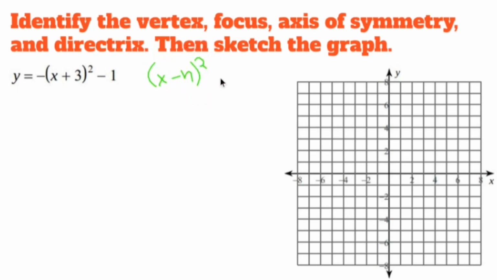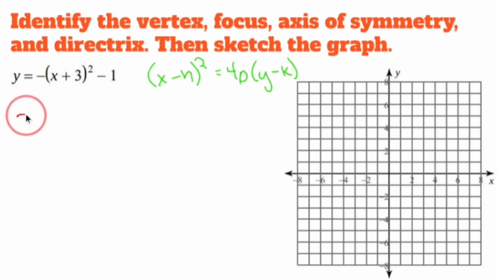X minus h in parentheses squared is going to equal 4p, and if you're like, p, what does that stand for? You'll find out. Y minus k. I need to make that look like that. So what I'm going to do first is I am going to flip things. Let's just completely flip everything.